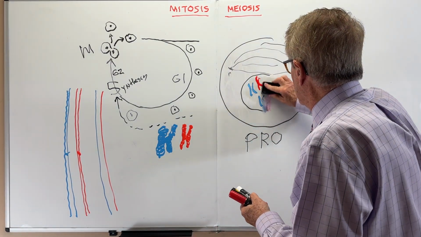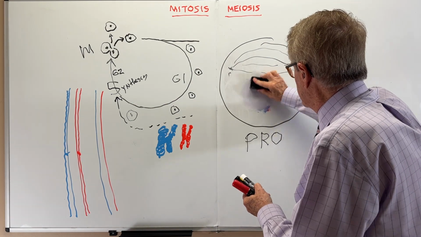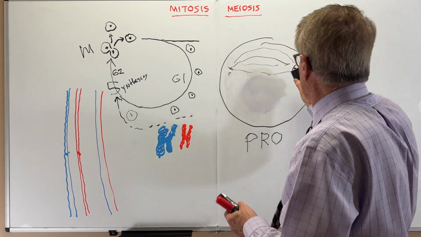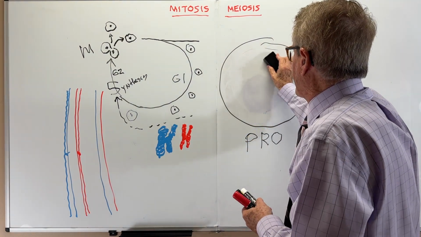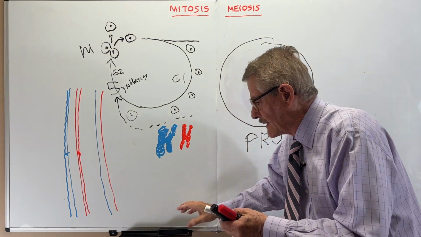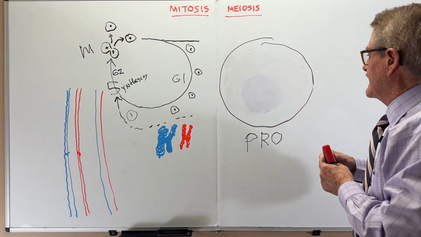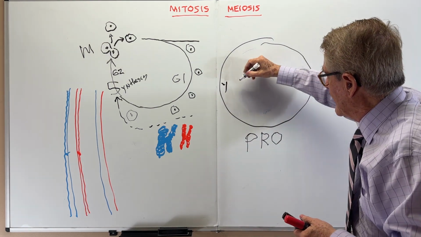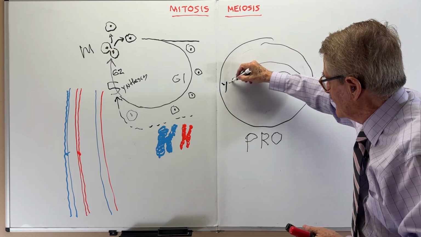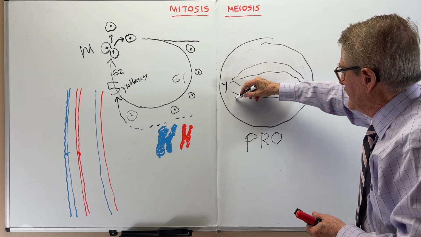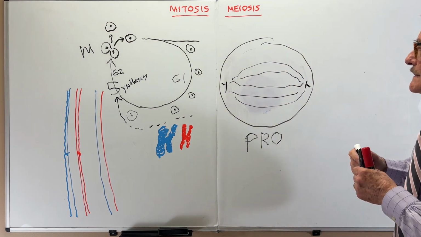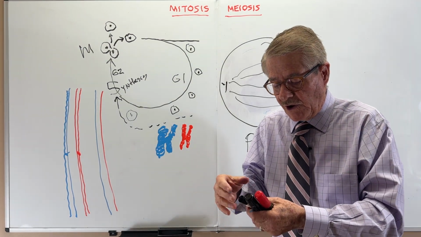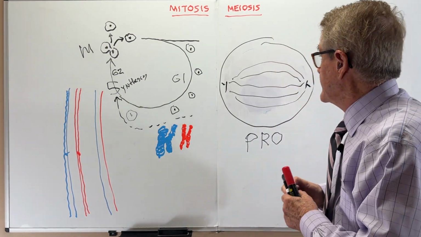Next, I'm going to get rid of this text, a little bit difficult to erase completely. The centrioles, which were moving to the opposite sides and are joined by microtubules, are going to be a framework for all the chromosomes to be attached here.